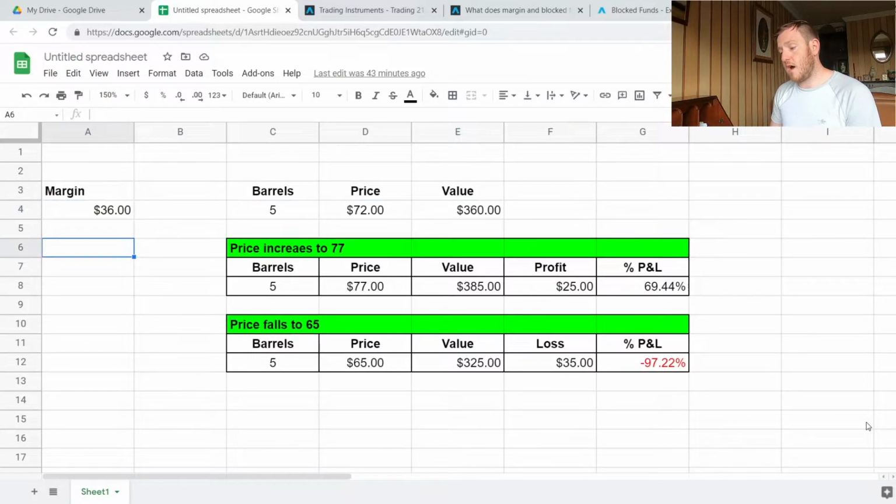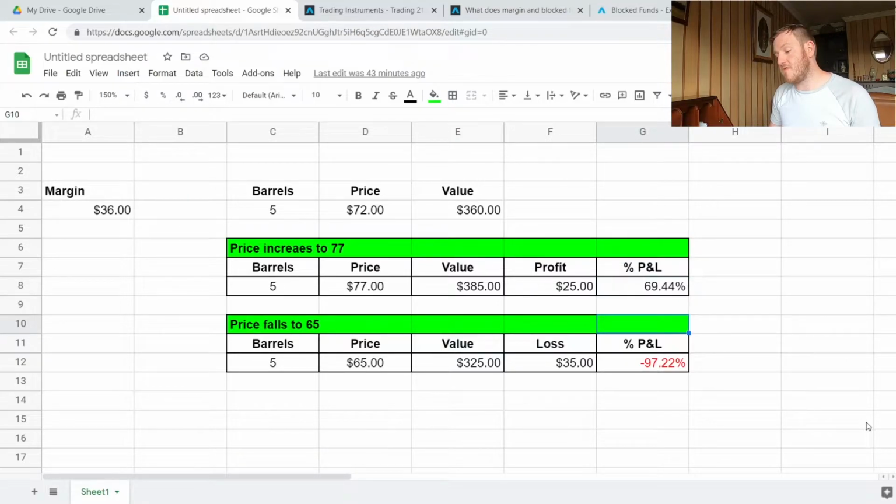So if the price of oil then decides to go to $77, that will mean the value of my contract is now gone up to $385, and I have made a profit of $25. So in percentage terms, that is really 69%, because you've only had to put up $36 to open a position and you're making a $25 profit. So that's where the margin comes in: you can make high percentage profits quite easily, just because you're putting up a very low amount of capital at the start.